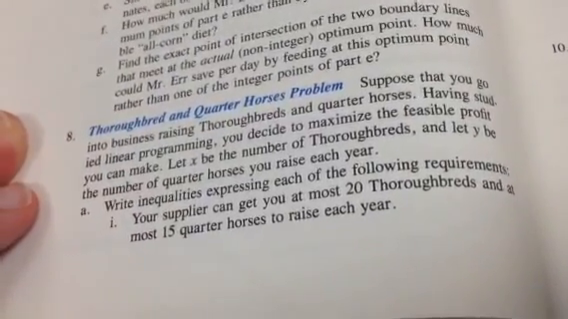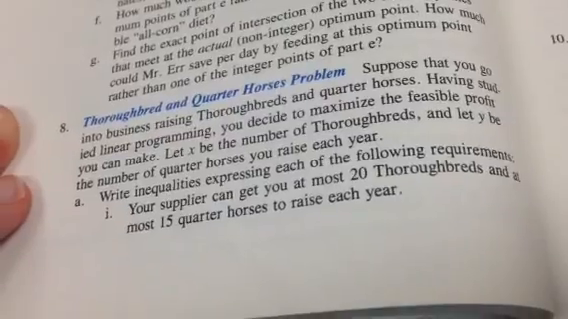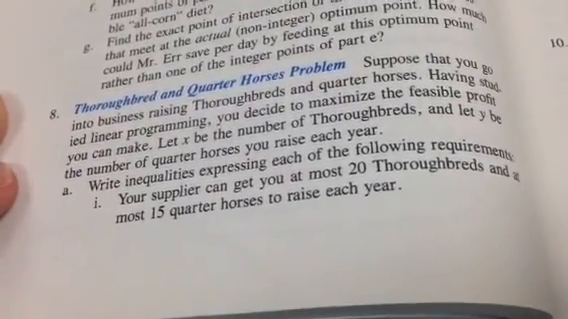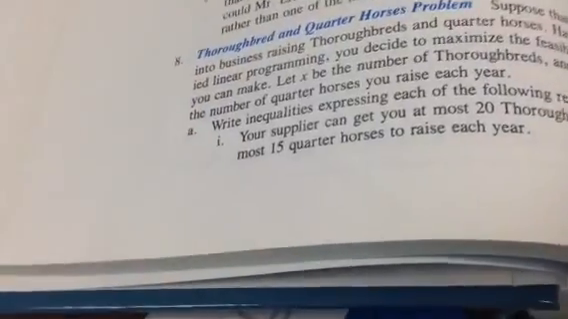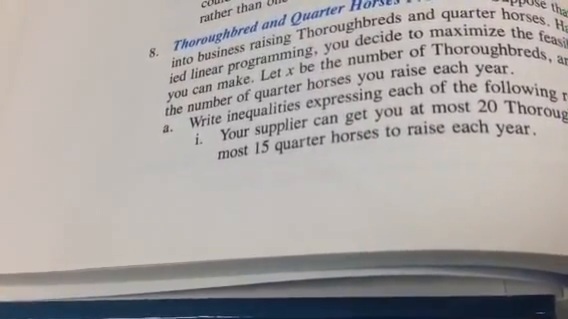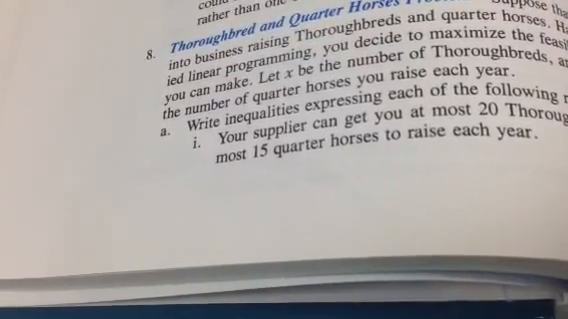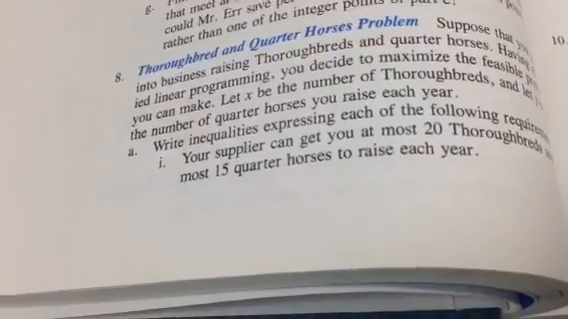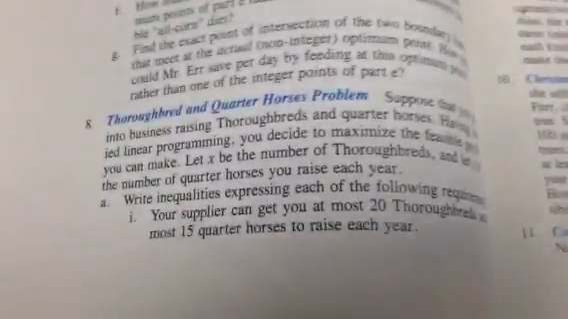Suppose that you go into business raising thoroughbreds and quarter horses. Having studied linear programming, you decide to maximize the feasible profit you can make. Let X be your number of thoroughbreds. And let Y be the number of quarter horses. I'm writing those down right here. I'm already thinking that we're going to have some restrictions on this.